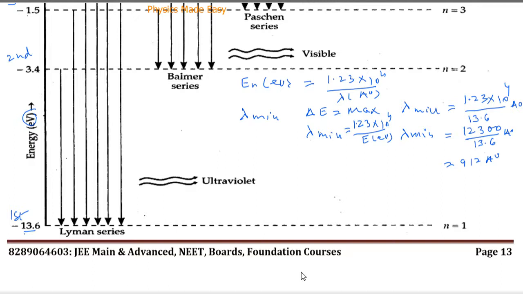Here the gap is approximately 10. And if I put the value of 10 there, then lambda max will come out to be 12,300 divided by the energy in electron volt. This will be roughly 10.2. I will assume it to be 10. So this is roughly this much. So this is the maximum value of lambda. This is how you can make calculations about the maximum and minimum value.